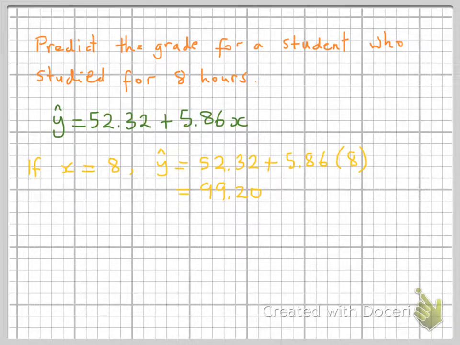To use this now to figure out the grade for a student who studied for 8 hours, so we want to predict that, we will use our linear model and let x be 8. So if x is 8, y hat will be 99.20. So that means that student should do really well if they worked hard. So that brings us to the end of our videos on linear regression.